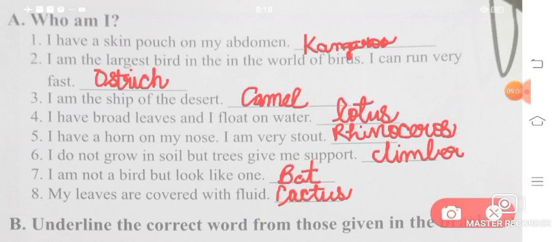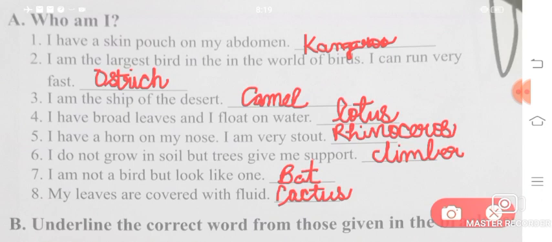Who am I? Question number 1. I have a skin pouch on my abdomen, kangaroo. Question number 2. I am the largest bird in the world of birds. I can run very fast. Answer is ostrich. Question 3. I am the ship of the desert, camel. Question number 4. I have broad leaves and float on water, lotus.